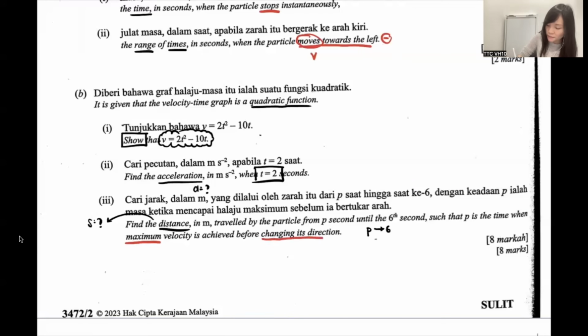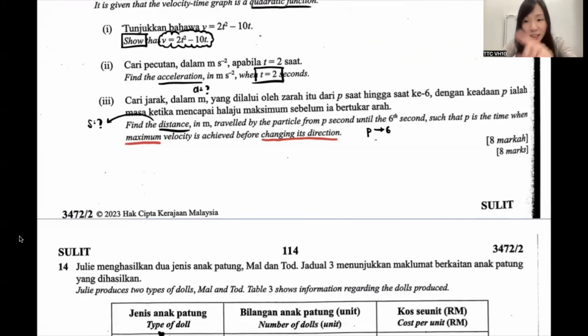Okay, there's 2 keywords here. First thing first, you're going to find this p first. You don't know the p, you don't know how to start, correct? So the p, how do you guys find? So p happens on what timing? When you have maximum velocity.